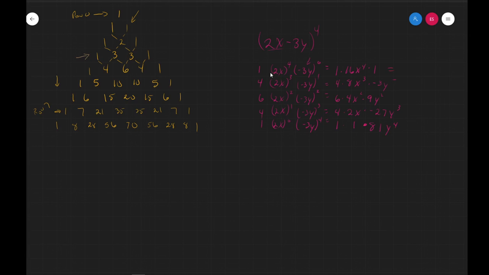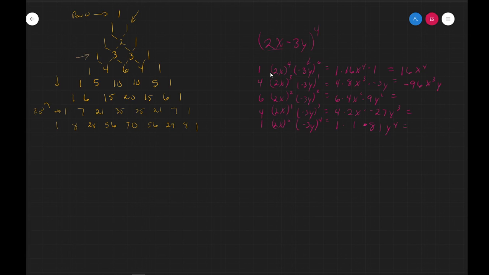Now if we just multiply each of these across, we'll get each of our individual terms. So 1 times 16x to the 4th times 1 is going to be 16x to the 4th. 4 times 8 is 32, times negative 3 is negative 96 x cubed y. Whoops, x cubed, just y to the 1st.